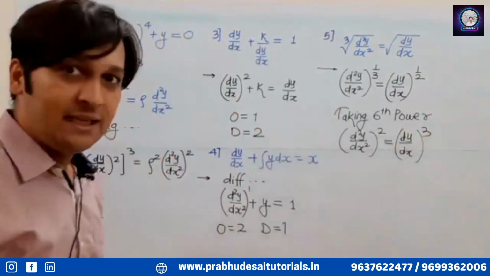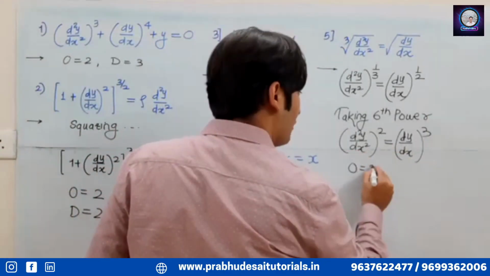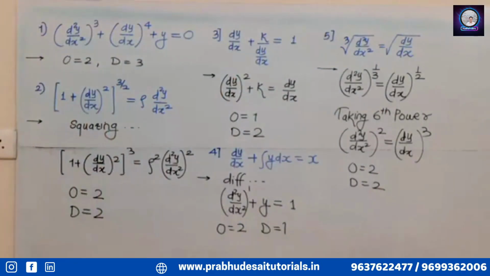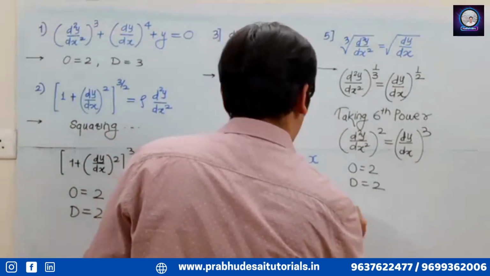But still, this is the highest order. Why? This is order 2, this is order 1. So order 2 and degree 2. Everybody understood this?